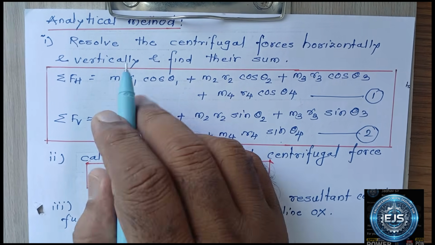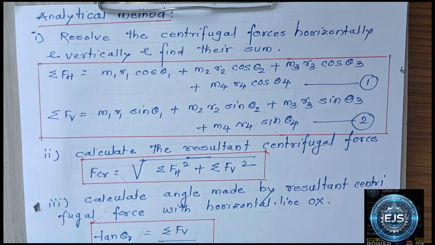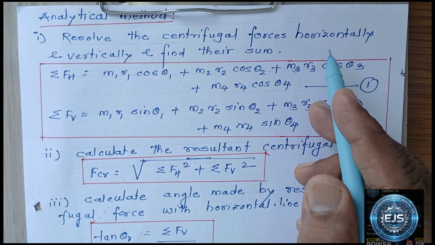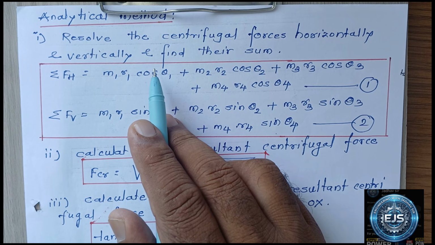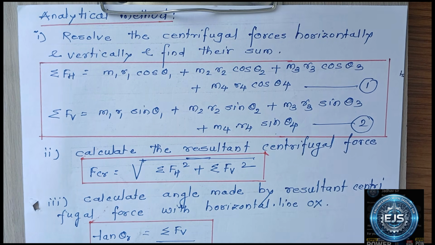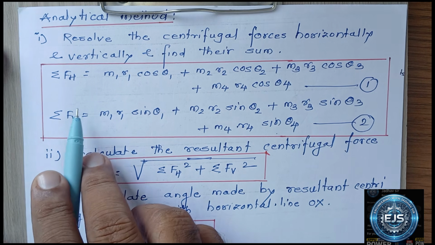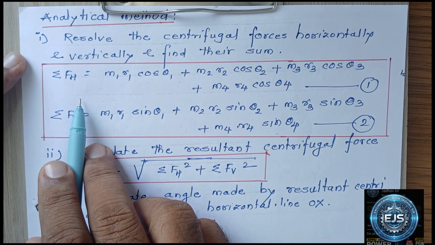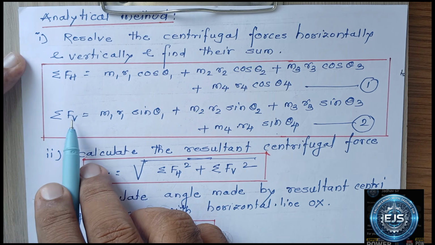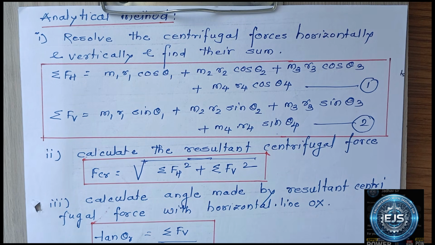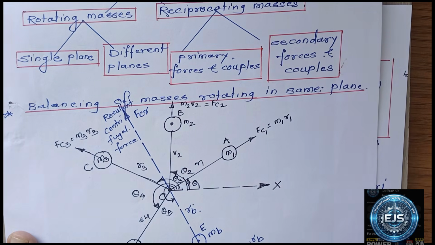Now we'll discuss the analytical method. The very first step is to resolve the centrifugal forces acting on each mass along the horizontal direction and vertical direction, and find their summation. So sigma fh is the summation of all the centrifugal forces in the horizontal direction. Sigma fh and sigma fv are the two components when the centrifugal force is resolved along horizontal and vertical direction.